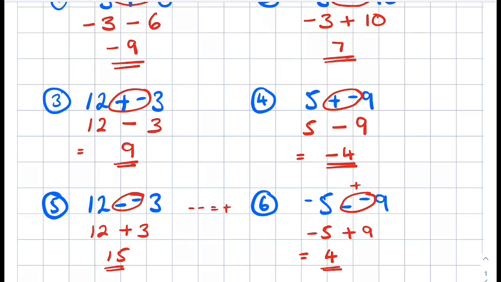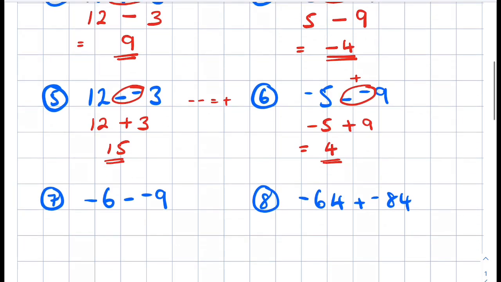Just some more examples underneath. You can always pause the video, have a go at them, and then play the video and check to see how you've done. A negative and a negative here once again is replaced by a positive, so you've got minus 6 plus 9, and the answer is going to be 3.